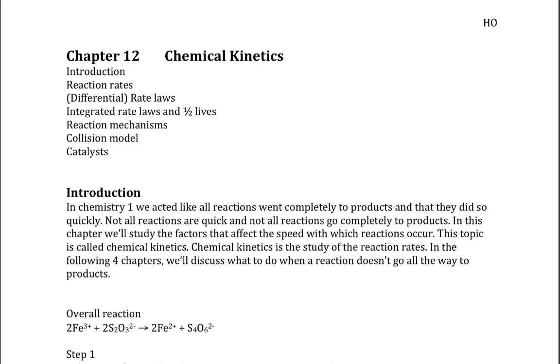Not all reactions are quick, and not all reactions go completely to products. In this chapter, we'll study the factors that affect the speed with which reactions occur. This topic is called chemical kinetics. Chemical kinetics is the study of reaction rates. In the following 4 chapters, we'll discuss what to do when a reaction doesn't go all the way to products.